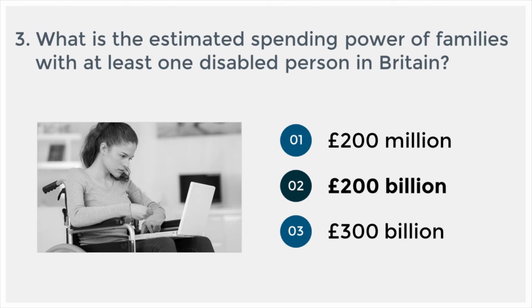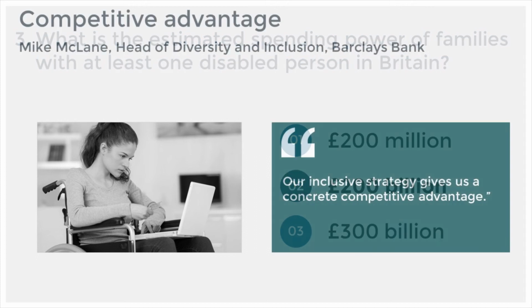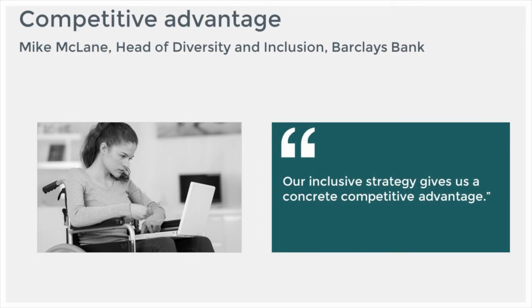Businesses are becoming increasingly aware of the economic significance of people with disabilities. Two great examples of this are Microsoft, who have long lagged behind Apple in terms of a focus on accessibility, but are now making significant efforts to improve their products and services, and Barclays, whose mission is to become the most accessible company in the FTSE 100 index. In both cases, it is commercial factors which are driving this focus. As Mike McLean, Head of Diversity and Inclusion at Barclays says, "Our inclusive strategy gives us a concrete competitive advantage."